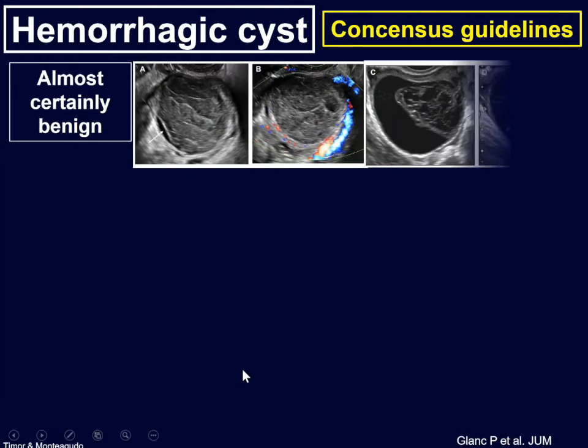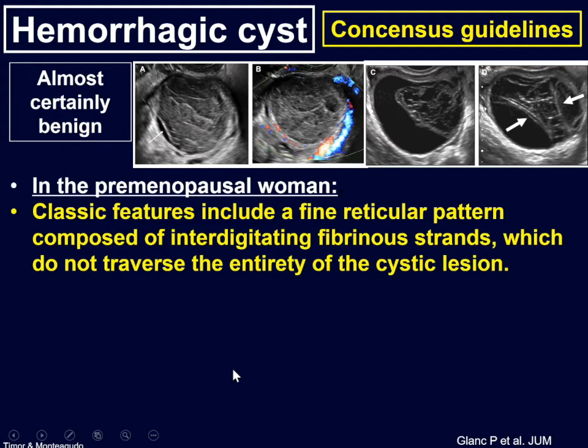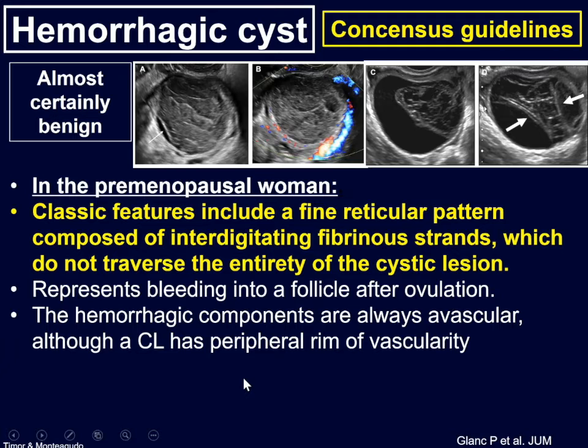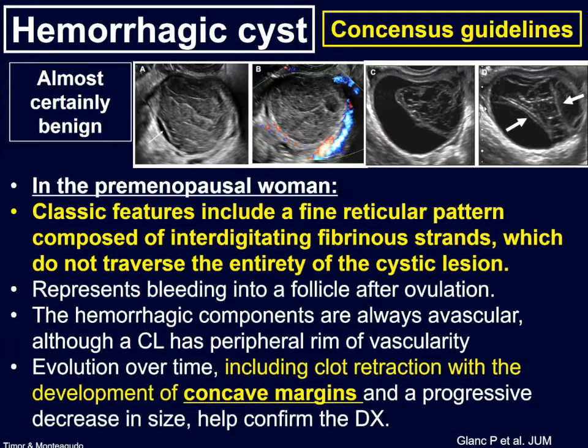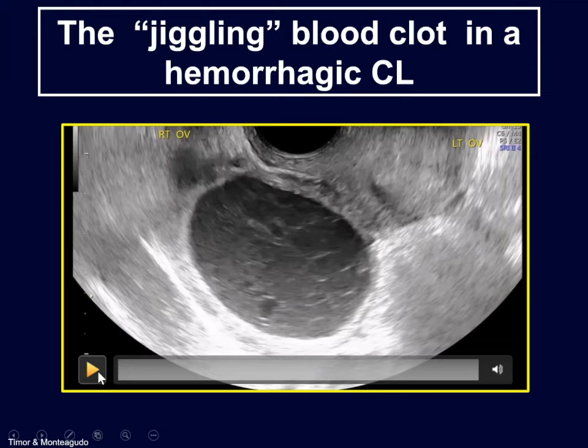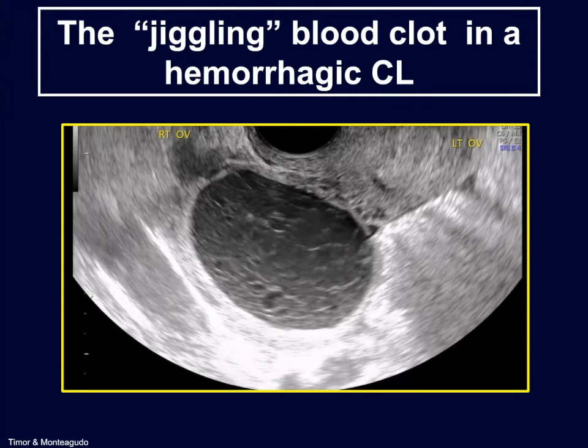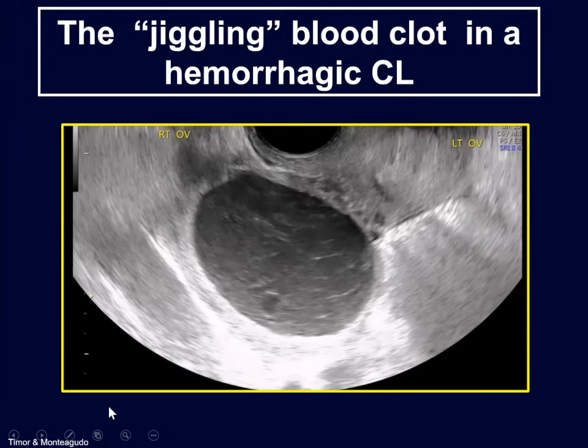The consensus says that you can have several kinds of them. In the premenopausal woman, the classic features: fine reticular pattern composed of interdigitating fibrinous strands that do not traverse the entirety of the cystic lesion, they say. They represent bleeding into a follicle after ovulation, and they are always avascular inside. They have a peripheral rim of vascularity. I said that before, the ring of fire. They sometimes show clot retraction with the development of a concave margin and progressive decrease in size. They help confirm the diagnosis. Now, it's very important, when you see a reticular pattern and you suspect a corpus luteum, push that little cyst and see whether it jiggles, and that is a very good sign that this is a clot formation within that cyst.